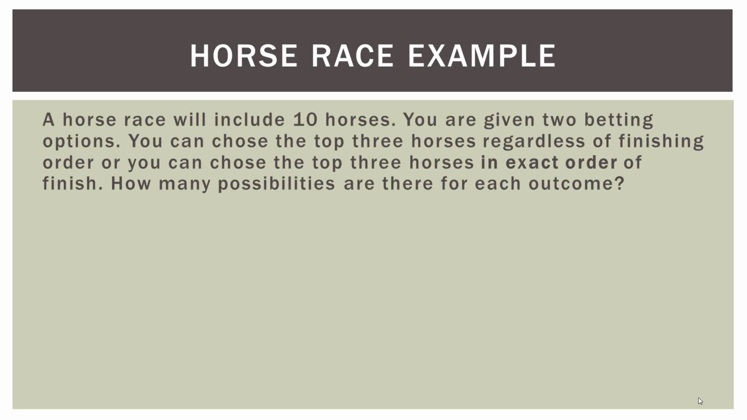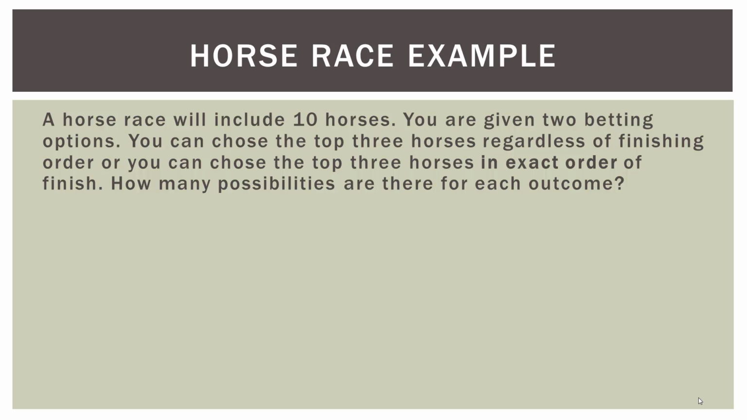So here's a horse race example. Let's say you have a horse race that will include 10 horses. You are given 2 betting options. You can choose the top 3 horses regardless of finishing order, or you can choose the top 3 horses in exact order of finish. How many possibilities are there for each outcome?